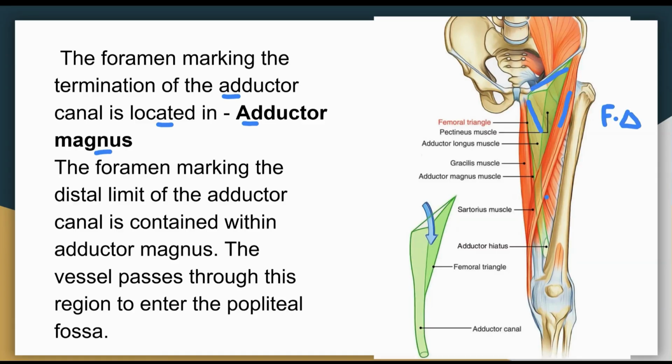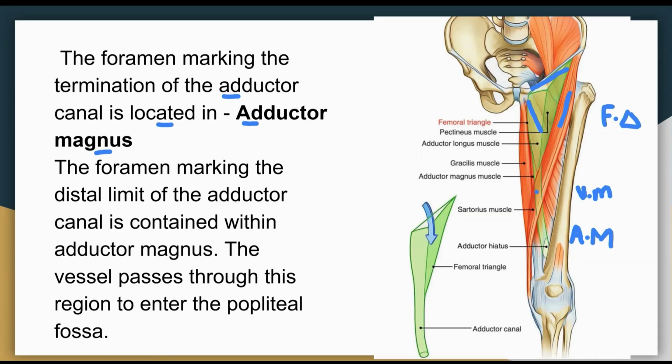Whereas the adductor canal is bounded anteromedially by the sartorius, and laterally by the vastus medialis. Posteriorly, it is bounded in two parts: in the upper part by the adductor longus, and in the lower part by the adductor magnus. This area, which represents the termination of the adductor canal, is present in the adductor magnus muscle.